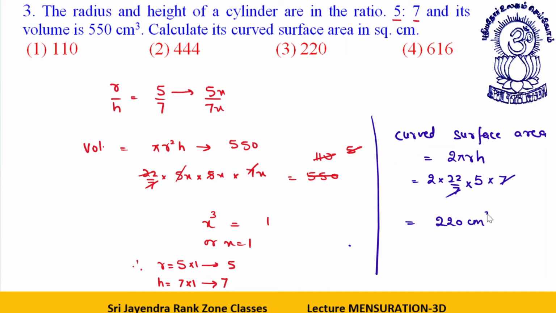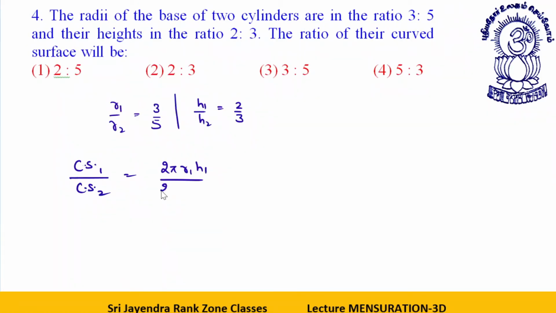The radii of the base of two cylinders are in the ratio 3 is to 5 and their heights are in the ratio 2 is to 3. R1 by R2 is 3 is to 5. H1 by H2 is 2 is to 3. The ratio of their curved surfaces will be, see, curved surface 1 upon curved surface 2 will be 2 pi R1 H1 upon 2 pi R2 H2.